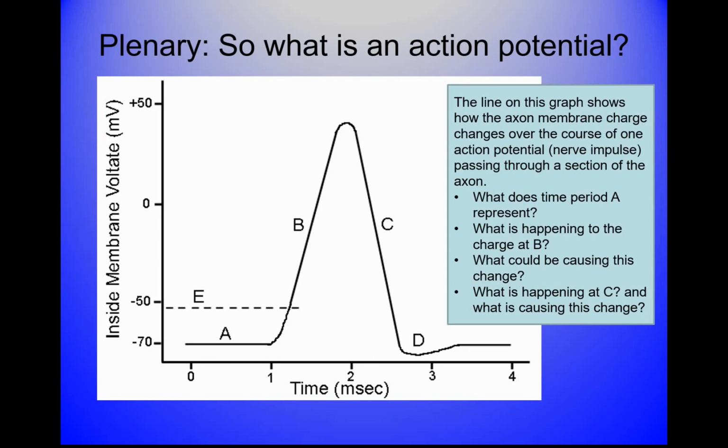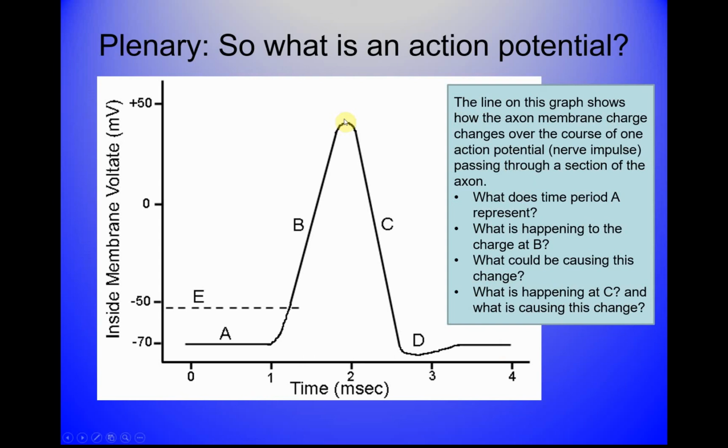So this is actually what happens during an action potential. So we've had resting potential, which was a voltage. Here's the graph showing the changes in the charge of the axon membrane. Here, look, we've got the resting potential of -70. What happens during one action potential here? Have a think about describing it. What could be causing this change in charge here?